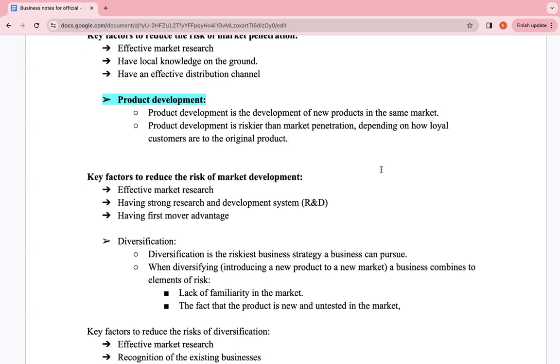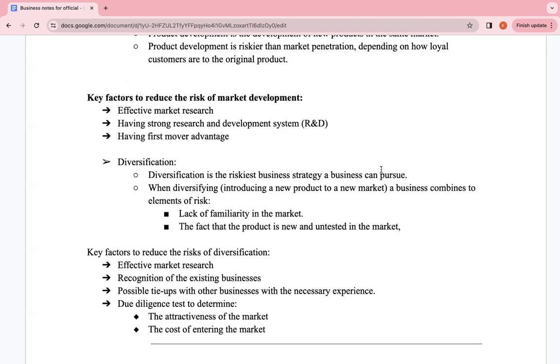Diversification, which is again the riskiest one. When diversifying, introducing a new product to the market, a business combines the elements of risk: lack of familiarity in the market, and the fact that the product is new and untested in the market. Remember that lack of familiarity in the market can mean they don't have distribution channels, they don't have suppliers, etc.